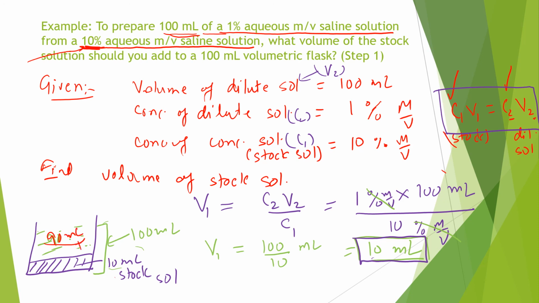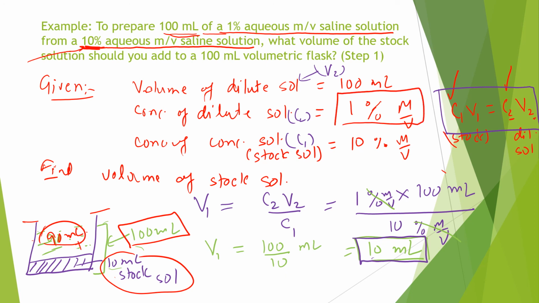So together, 90 plus 10, that would be 100 ml total. So this would be the dilute solution. Because we added water, the stock solution is diluted. If we mix them in this proportion, the final dilute solution concentration would come out to be 1%. And that's how we calculate how much volume of stock solution is needed and how much water should be added to prepare any concentration of dilute solution.